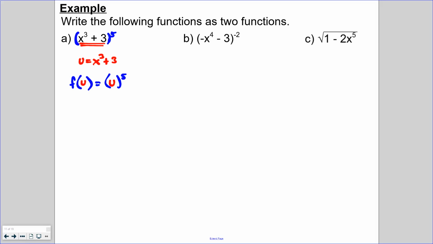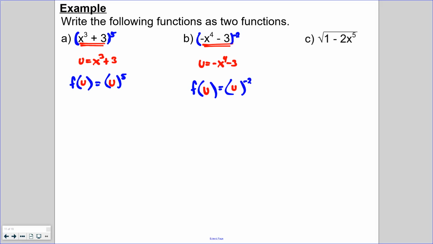Moving on to letter B, let's do the same thing. We can see that our inside, or in this case our u, is going to be negative x to the fourth minus 3. We can see that our outer function is that inside raised to the negative second power. So therefore our f of u is going to be u to the negative second power.